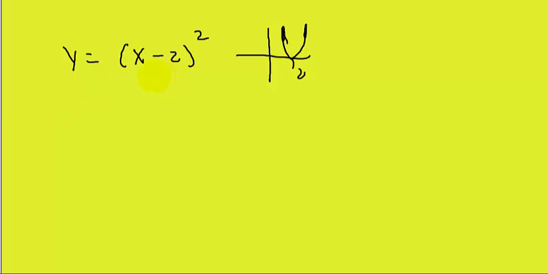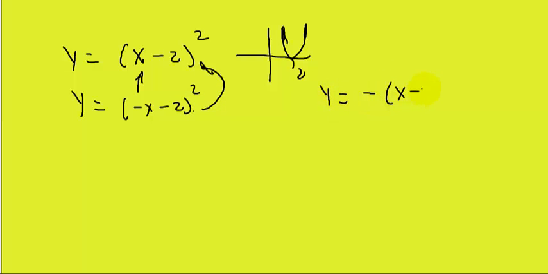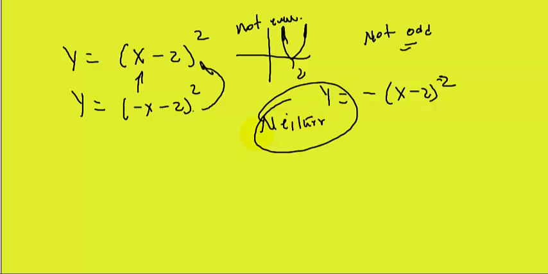Well, it should be neither, because when you replace x with negative x, you get negative x minus 2 squared, which is not the same as that, so it's not even. It's not the opposite either. The opposite would be y is equal to negative of x minus 2 squared. It doesn't look like that, so it's not odd. Therefore, this function is neither. Okay, that's it.